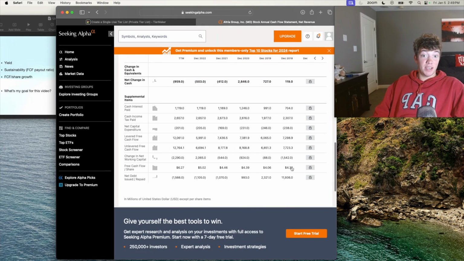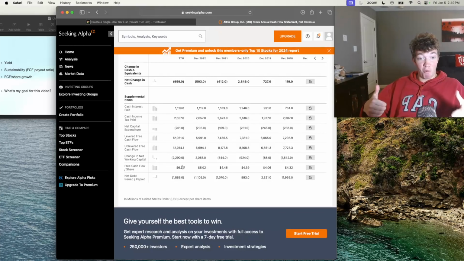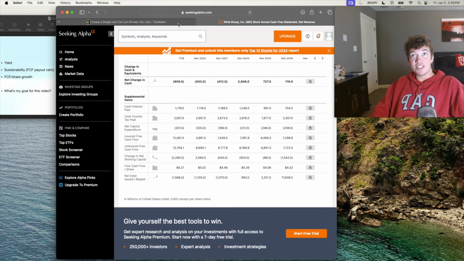December 2018, $4.32, and the trailing 12 months, $6.27. Okay. This is a beautiful trend. This is one of the better free cash flow per share trends we've seen. That's going to be a check with distinction.